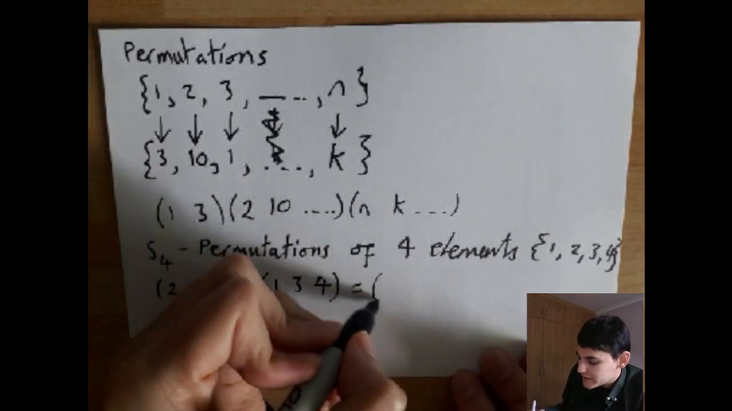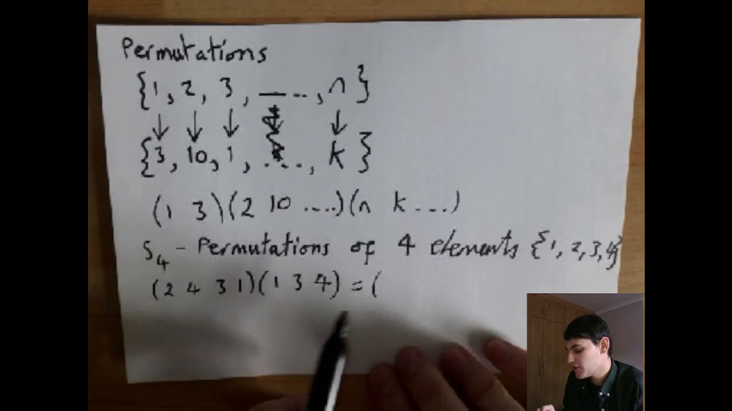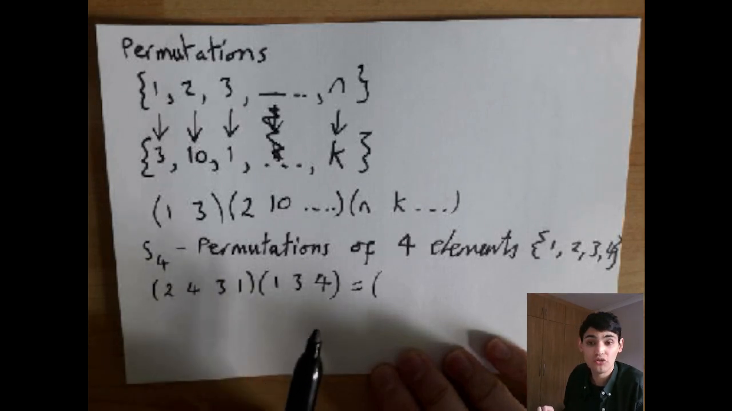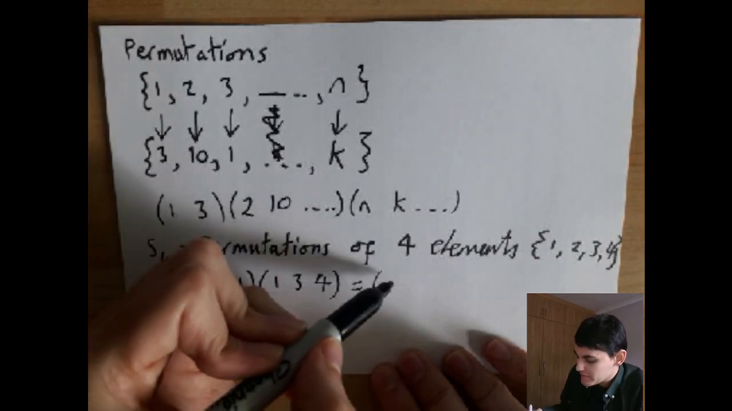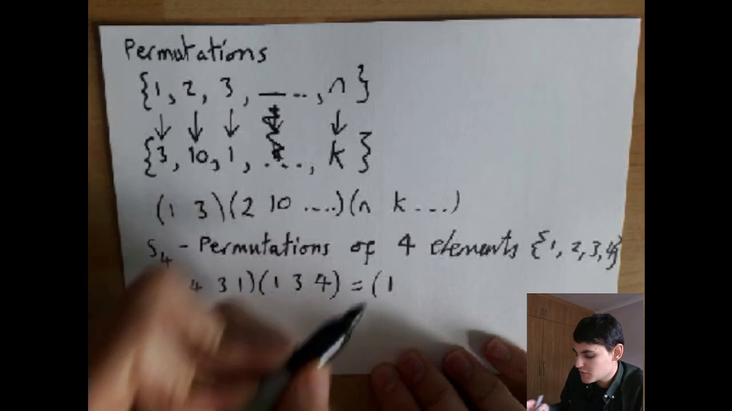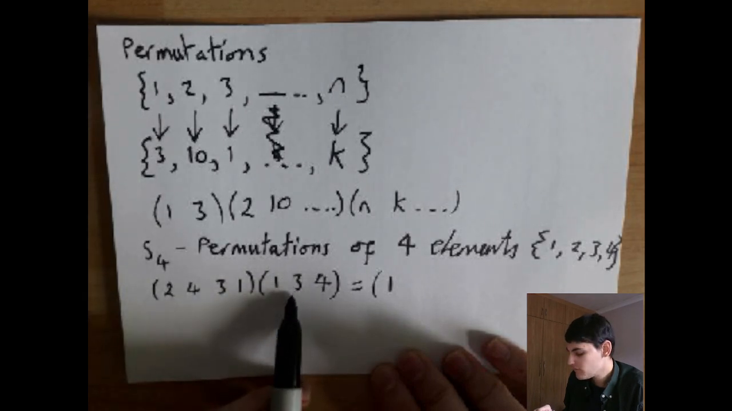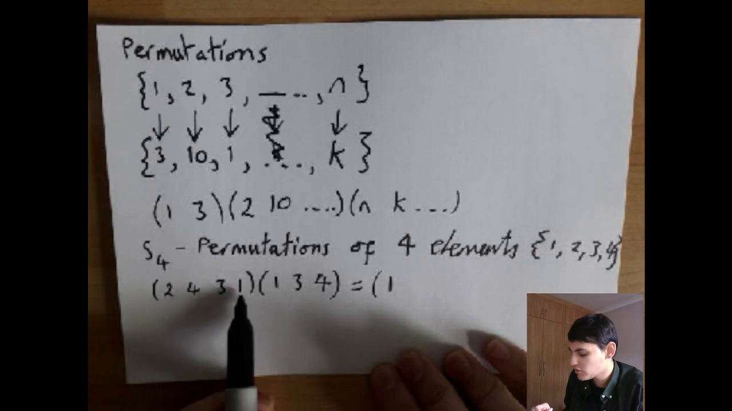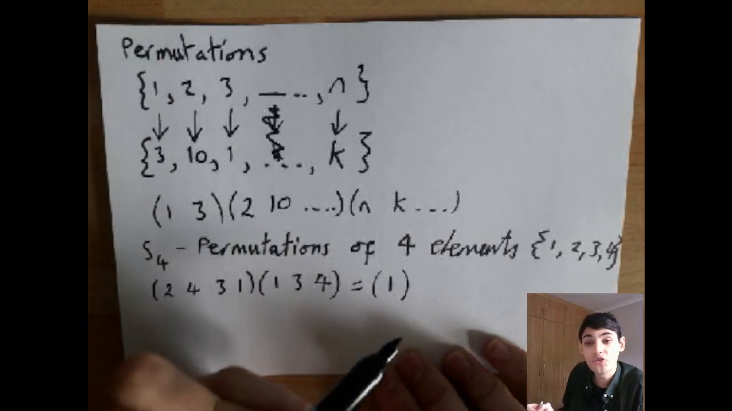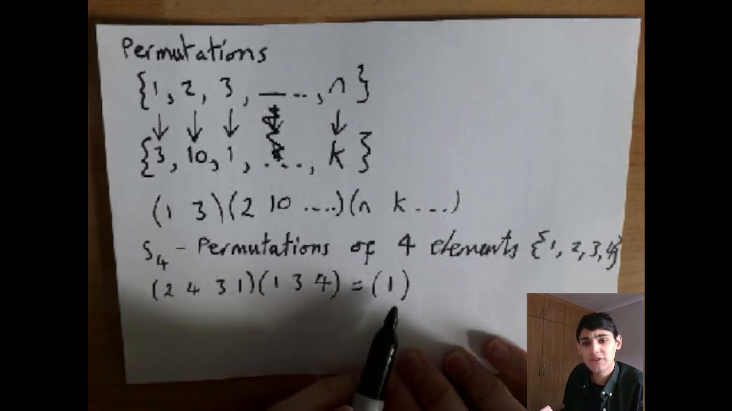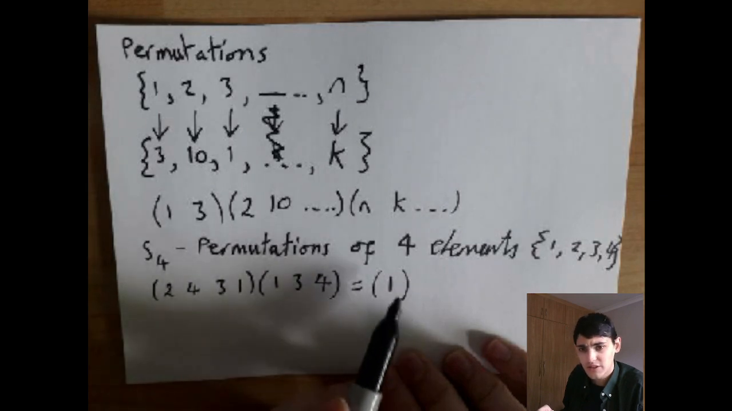The way it works is that you go right to left, and what you're asking is, where do the numbers that I've sent through get sent to? So we start with 1, reading right to left. We send in 1, 1 gets sent to 3, then 3 gets sent to 1. So overall, 1 gets sent to 1, so that's in a cycle of its own. For the time being, we'll write it like this.